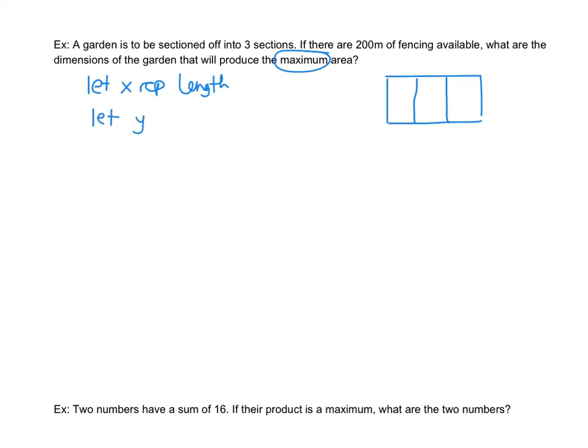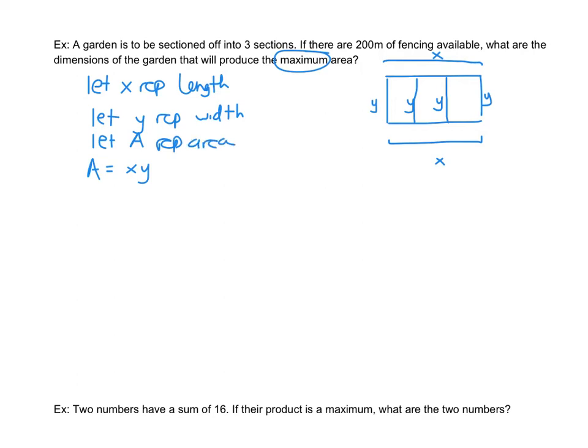Okay, so let x represent length and let y represent width. Or the other way around, doesn't matter. So this is going to be x, this will also be x, and then I have 4 widths I have to worry about. And now I know I'm going to maximize the area, and my area formula is x times y, or length times width. So I'm also going to put an area let statement. Let A represent area, just to communicate well.